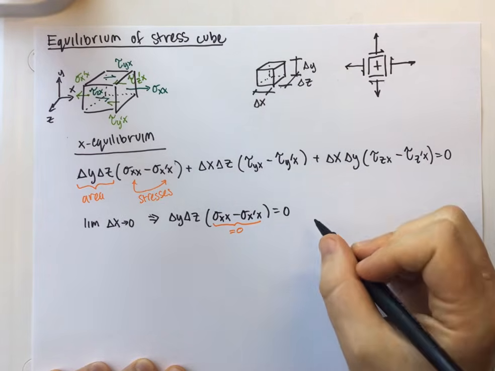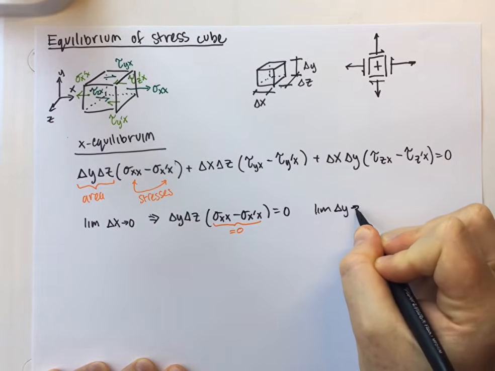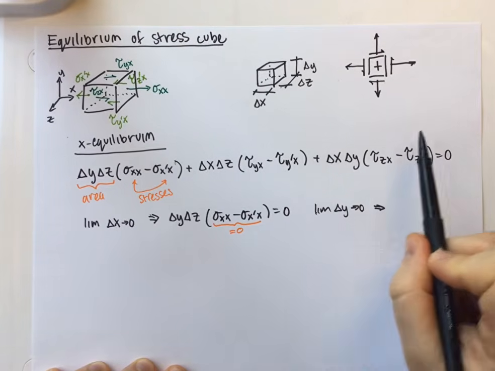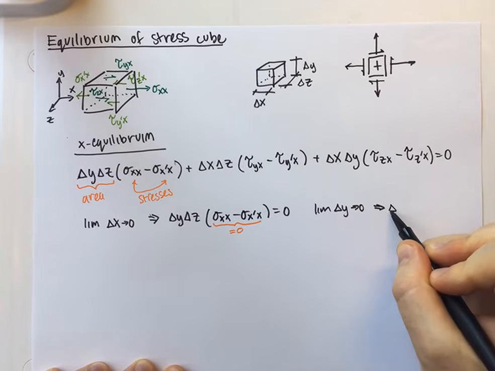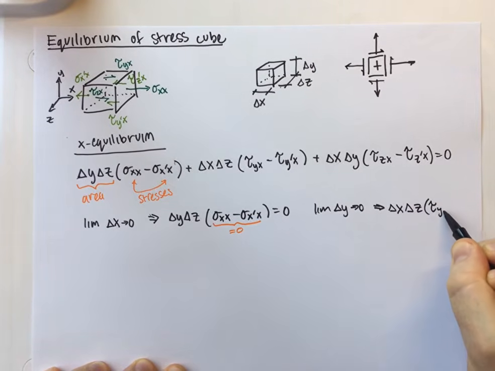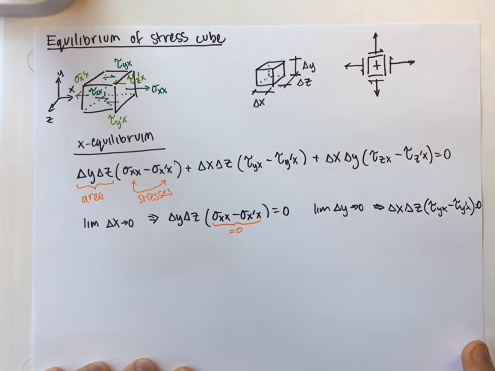And we can do the same thing for our other ones. So let's do the limit as delta y approaches 0. And that's going to tell us, okay, delta y goes to 0, this term goes away. Delta y goes to 0, this term goes away. That's going to tell us that delta x, delta z, times tau yx minus tau y prime x is equal to 0. Sorry, I'm going to try and squeeze it in there. And what's that going to tell us? It means that everything in that parentheses has to be 0 as well.